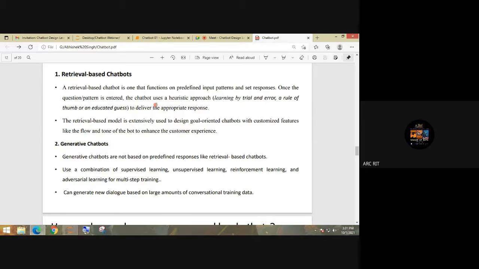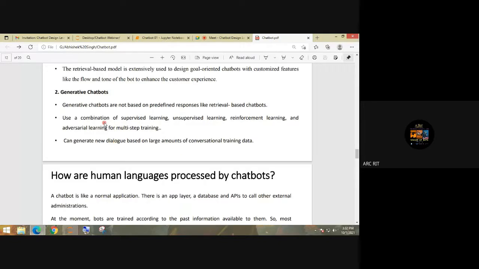They have certain goals, like IRCTC. The purpose of that chatbot is to help you with anything to do with railways: train booking, ticket cancellation, availability of trains, number of trains. That is a goal-oriented chatbot. It will not go beyond that, and it will not start telling you about airplane availability.